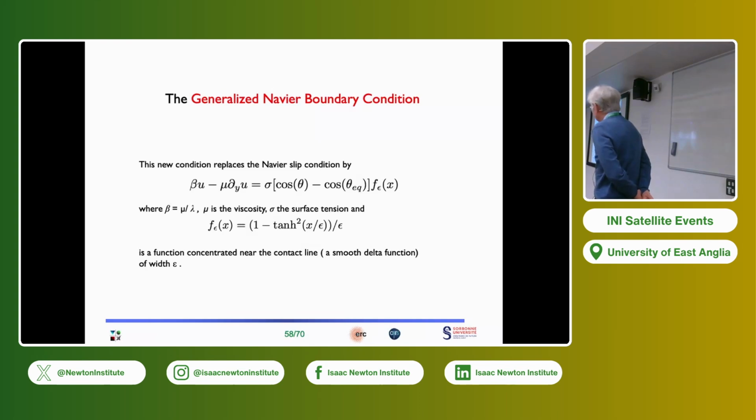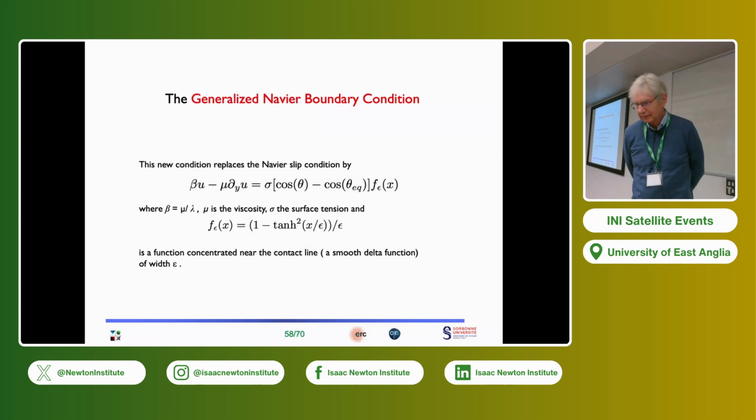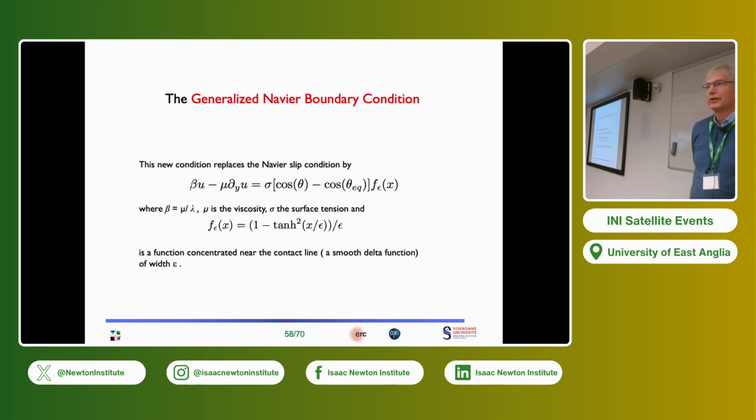So this condition is quite hard to understand. I mean, the first time I saw it, I couldn't make heads or tails of it. Suppose you put the right-hand side to 0, then you have the classical model. You have the Navier slip model. Suppose now you forget the left-hand side, and look at the right-hand side. What is this strange difference of cosines with this f epsilon function?